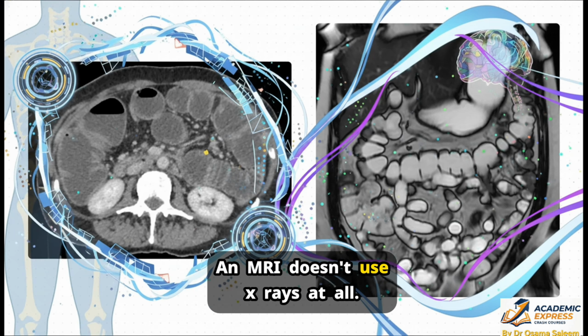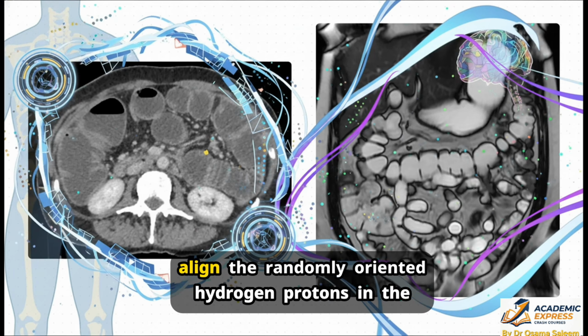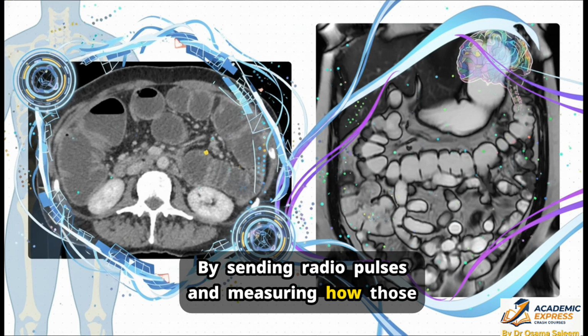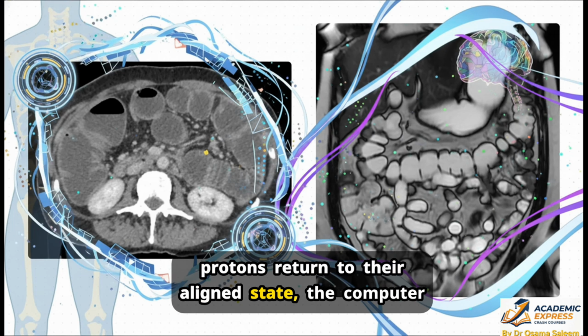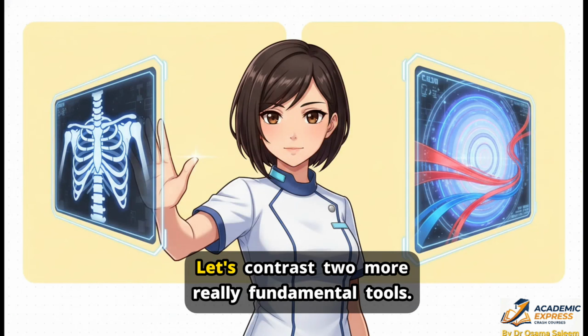An MRI doesn't use X-rays at all. Instead, it uses incredibly powerful magnets to literally align the randomly oriented hydrogen protons in the water molecules inside your tissues. By sending radio pulses and measuring how those protons return to their aligned state, the computer maps out high-resolution soft tissue. It's wild. Let's contrast two more really fundamental tools.